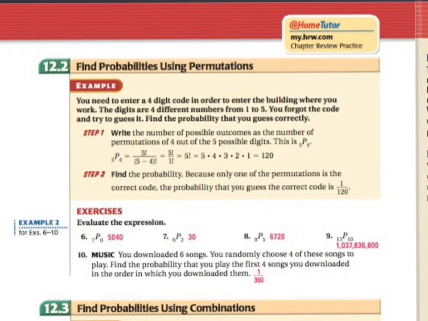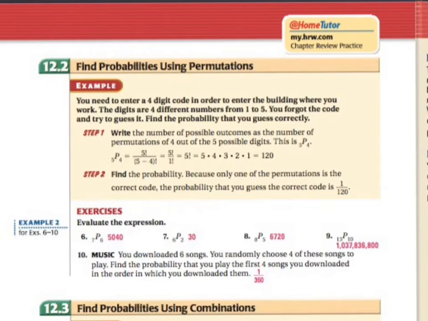Music, you downloaded 6 songs. You randomly choose 4 of these songs to play. Find the probability that you'll play the first 4 songs you downloaded in the order in which you downloaded them. So you got to figure out the bottom, right? 6 songs, how many would be the choice there? And then you randomly choose 4 songs. So the first one, you've got all of the options. The next one would only be 5 of the options. The next one would only be 4 of the options. And the next one would only be 3.